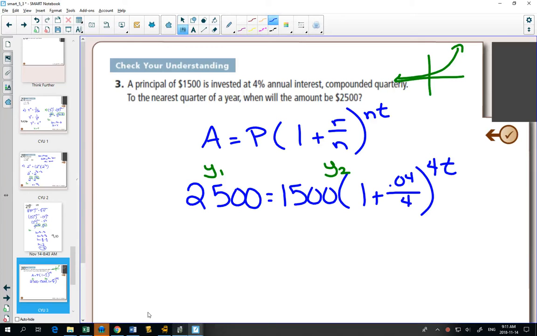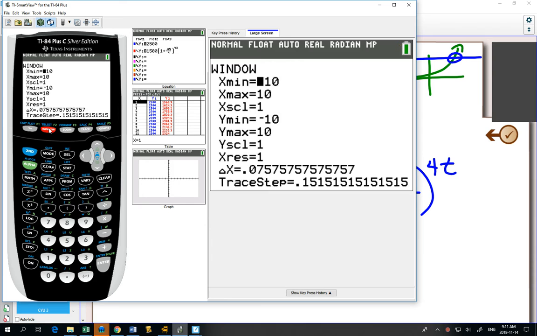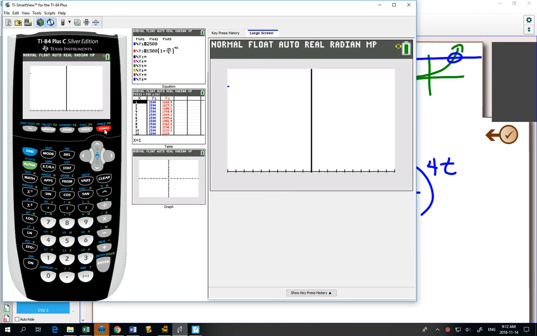So we have one graph that's an exponential function, the other one that's a straight line, and we want to find that intersection. What we have to do is get our window to be able to see that. So going back to my window, one thing I know for sure is that my straight line is at 2,500, so maybe I'll make my y max 3,000. And now I'm going to graph it again just to see if I can see that straight line, and I can.